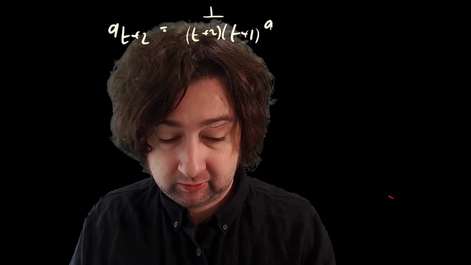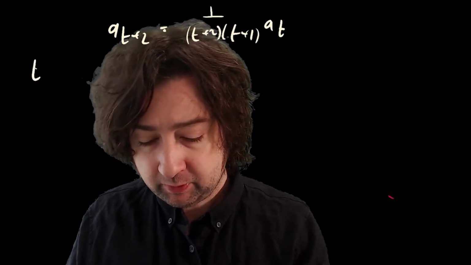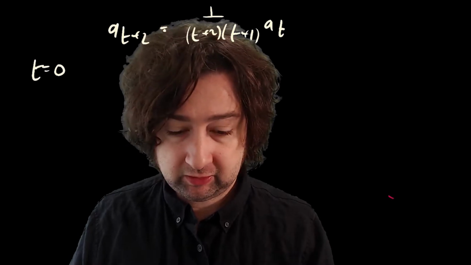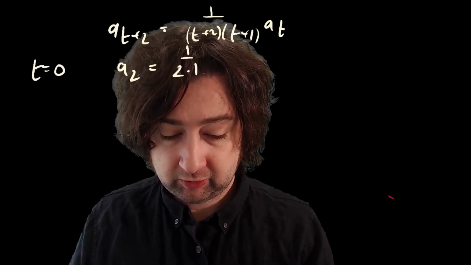So we have the equation a_{t+2} is equal to 1 over (t plus 2)(t plus 1) times a_t. So let's put in some values and see what happens. If I put in t equals 0, I get the equation a_2 is equal to 1 over 2 times 1 times a_0.